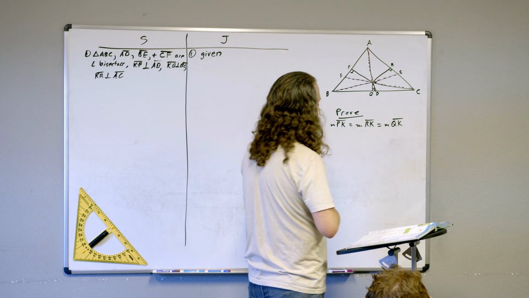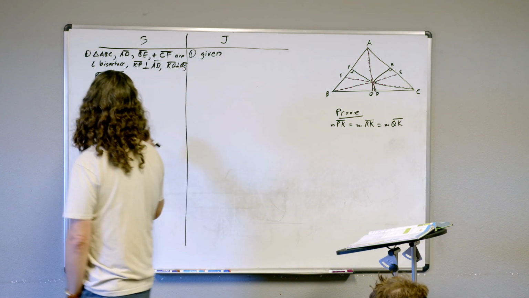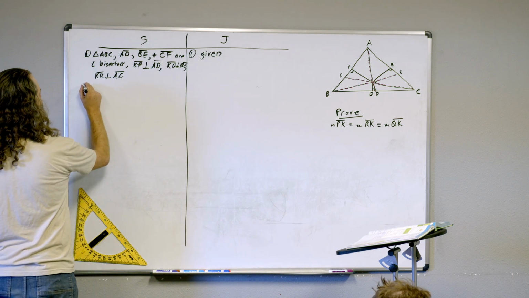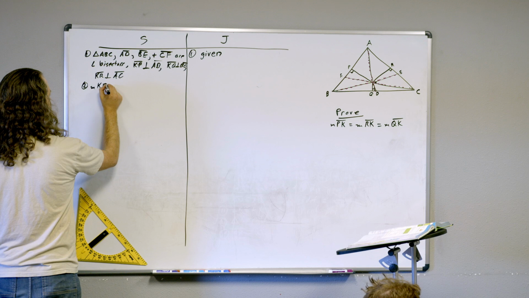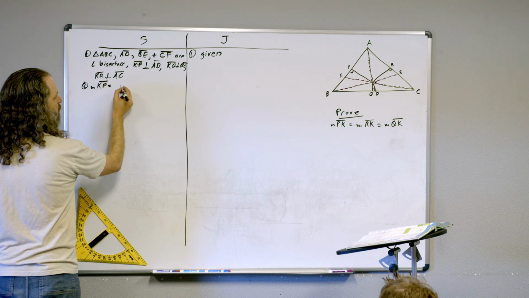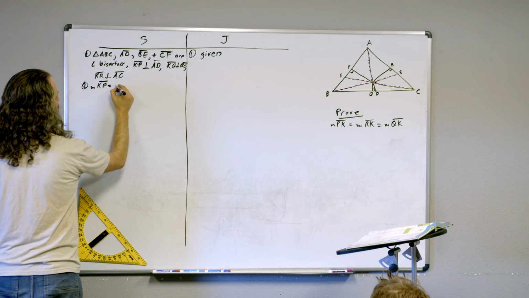KP and KQ are congruent, their measures are equal. So let's start listing things. The measure of KP equals the measure of KQ.